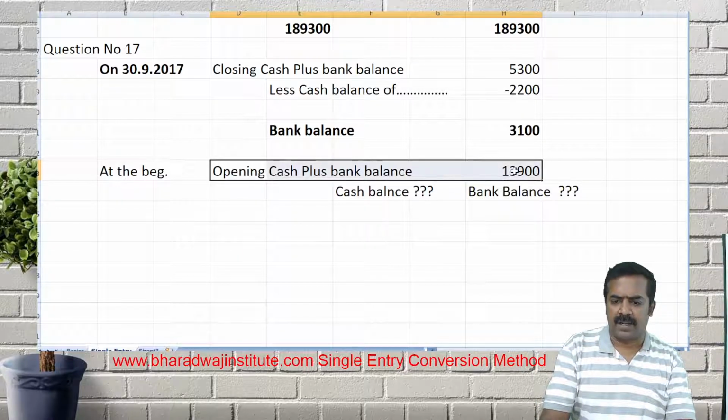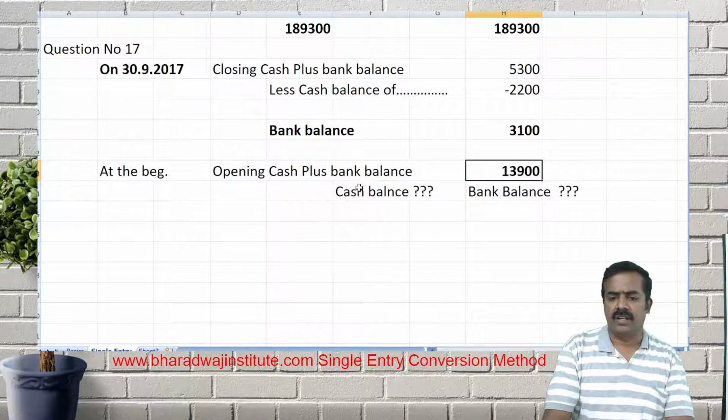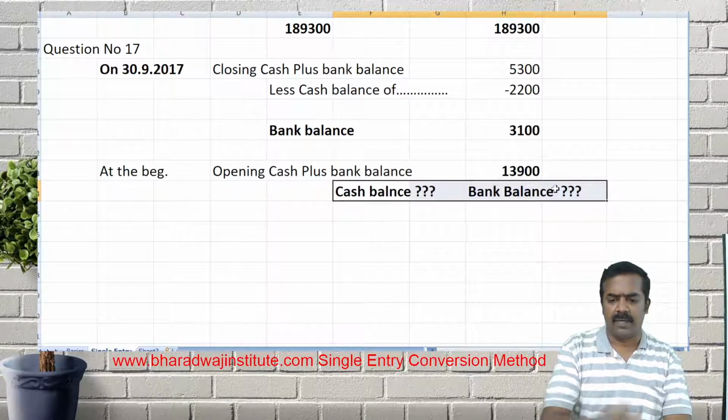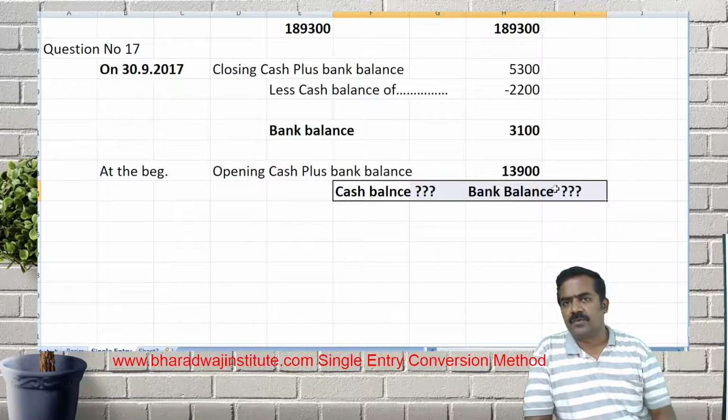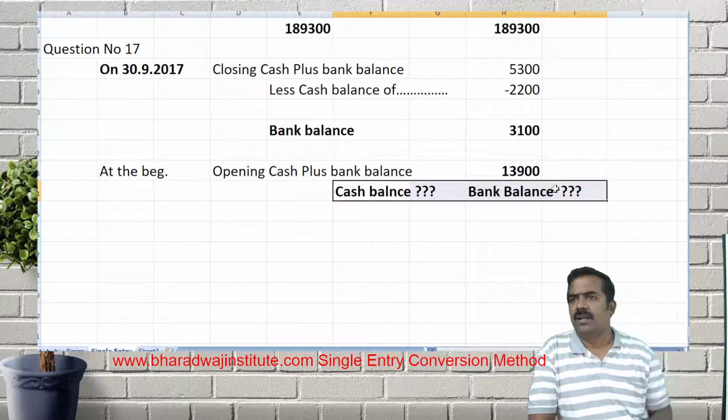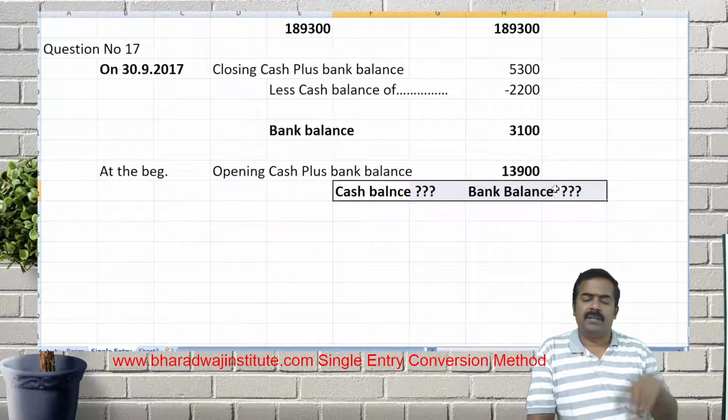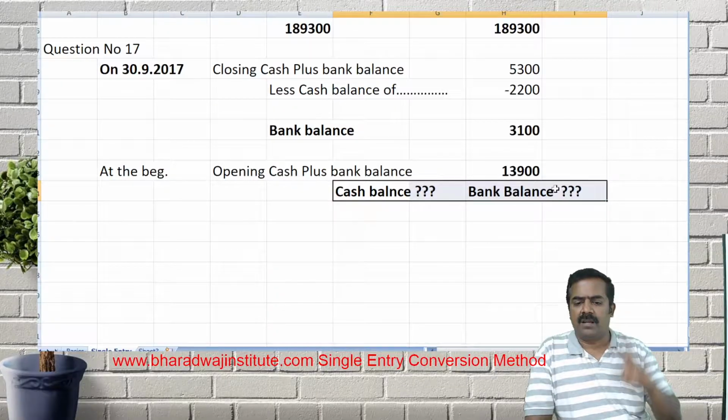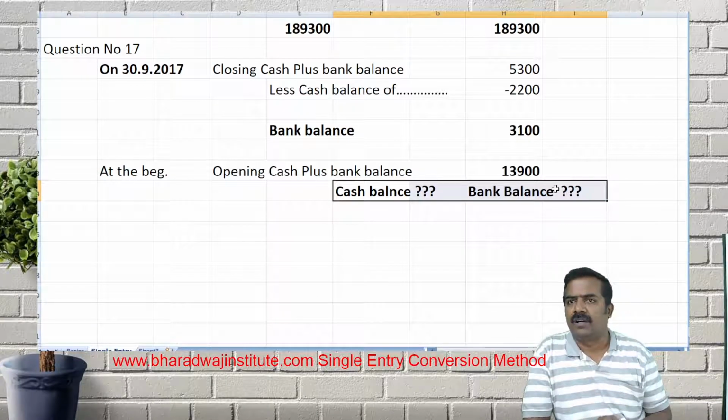In the opening, what is the total of cash plus bank balance? 13,900. Is it cash balance or bank balance? Because we have to prepare the cash account and the bank account separately, as a balancing figure we may get either the cash or the bank balance.